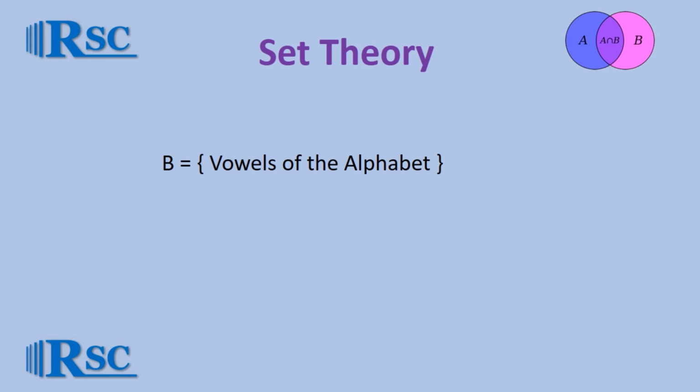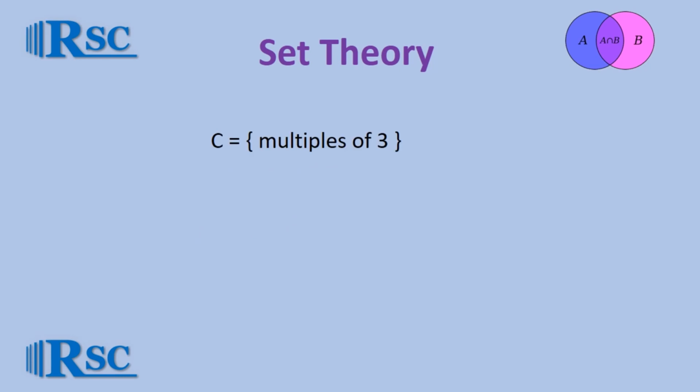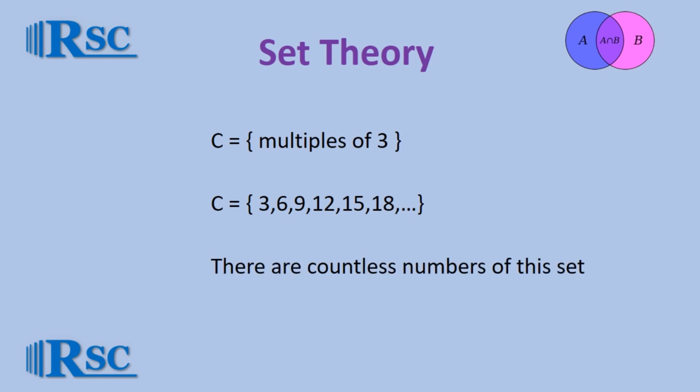An example of a finite set may be the vowels in the alphabet, that is A, E, I, O, and U. Now, as you can see, there's only 5 elements in the set, and so the set is finite. An example of an infinite set may be the multiples of 3. There are countless multiples of 3, and so the set is infinite. Notice that in this set, there are 3 dots at the end that indicate that the elements of this set continue forever.